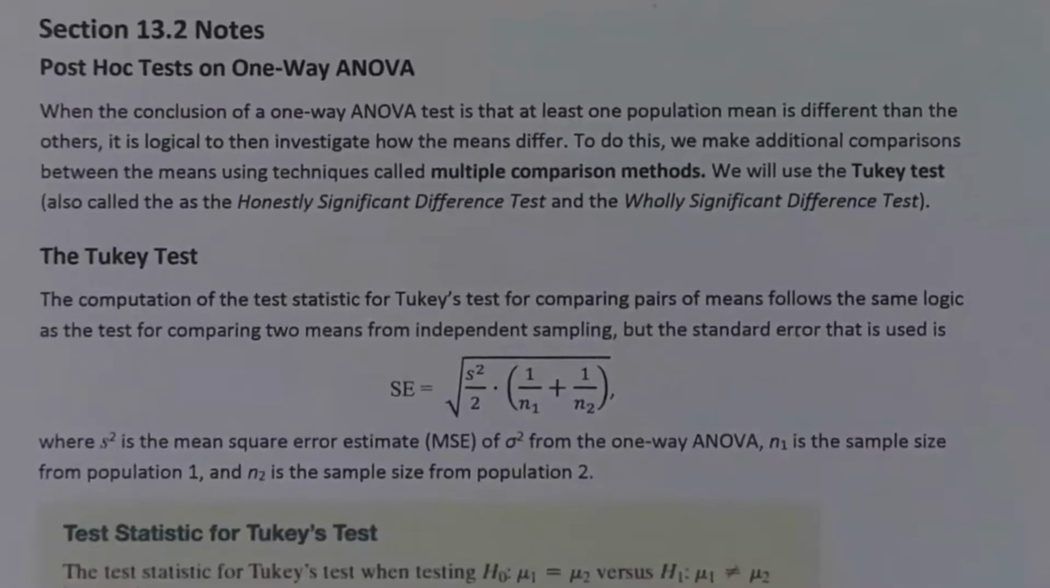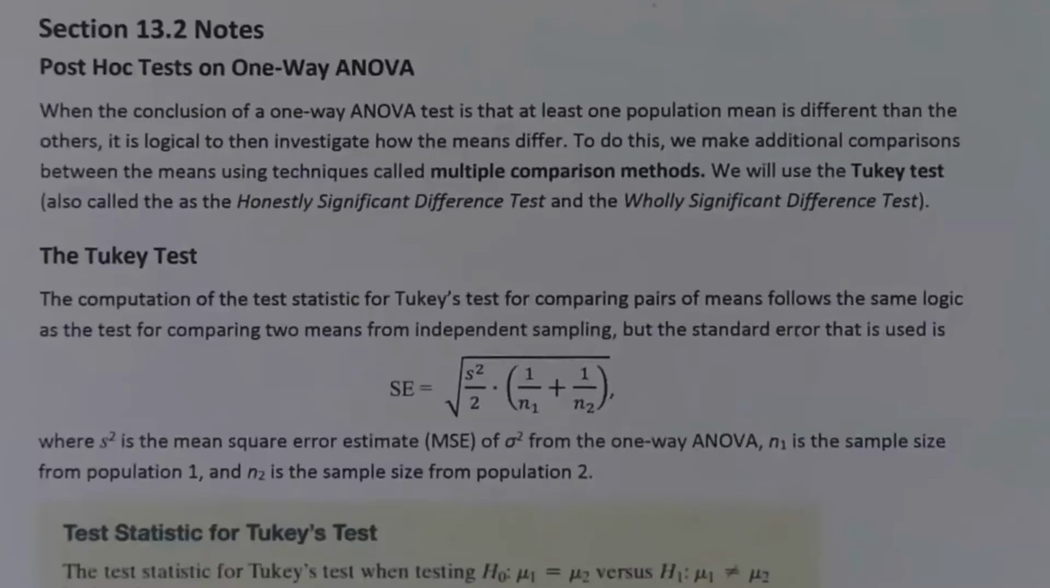Now in section 13.2, here's the idea. If we conclude that at least one of the means is different from the others, then the next logical question is, how are they different? So if we conduct an ANOVA test and conclude that the null hypothesis is correct, that would mean that all of the means are equal. So if we conclude that all of the means are equal, then we're done.